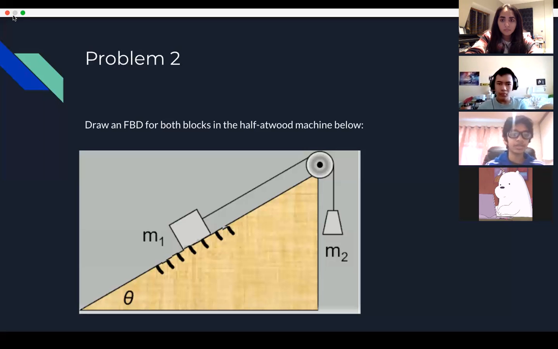Okay, so for this problem, we have two blocks and therefore two free body diagrams to draw. Let's start with M2 because it's a lot easier. There's only the tension from the rope pulling it up and gravity pulling it down. There's only the vertical direction, and there's nothing in the horizontal direction.